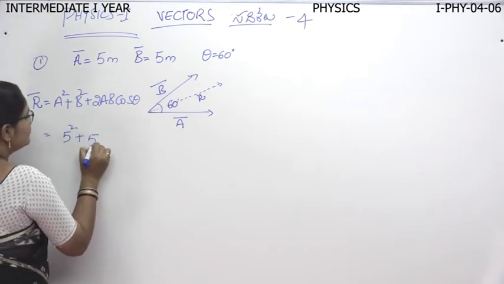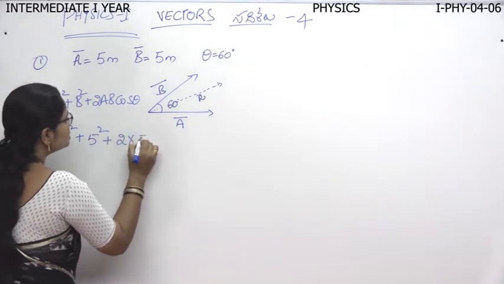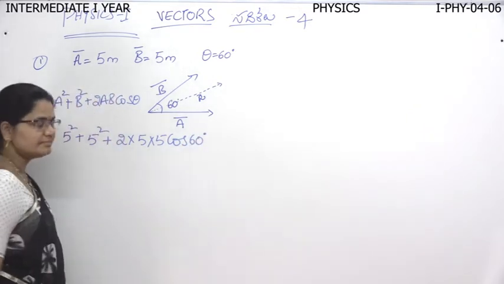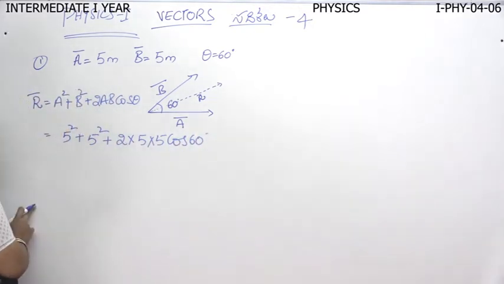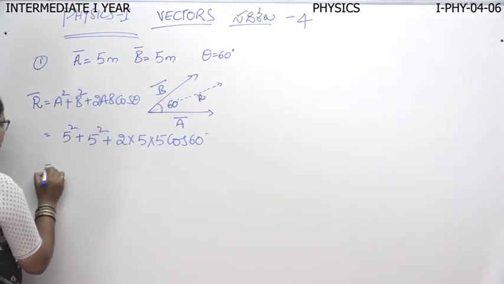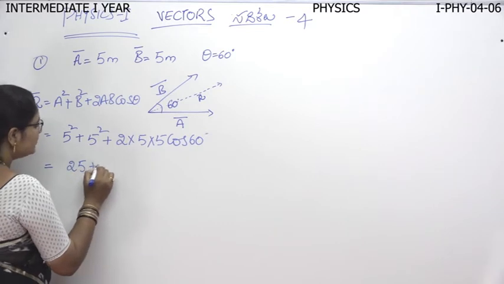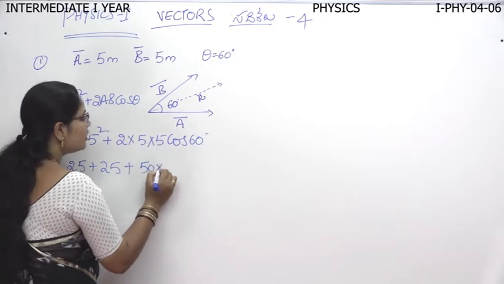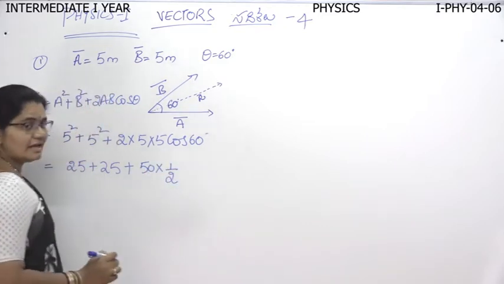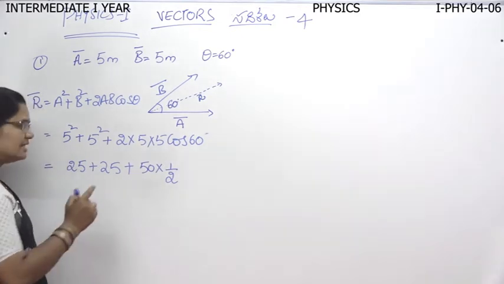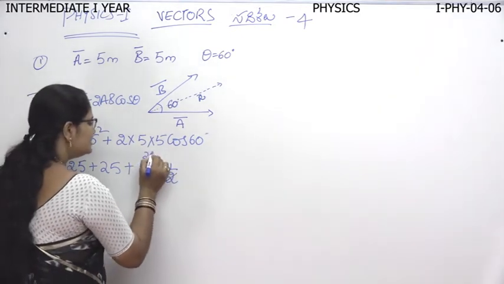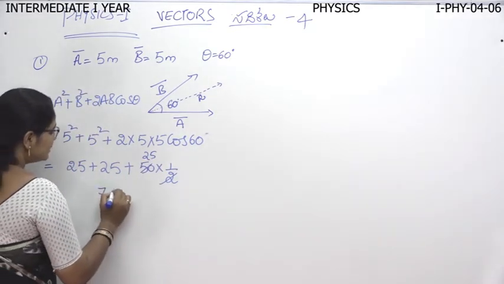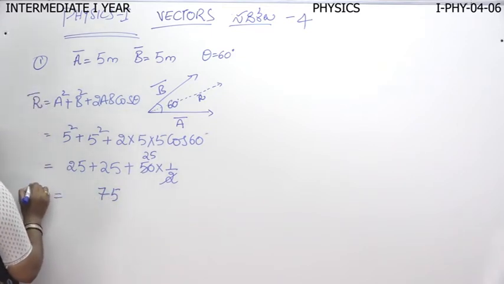5 square plus 5 square plus 2 into 5 into 5 cos 60. What is cos 60? That is 1 by 2. I hope you remember the value from your trigonometry. On solving, 25 plus 25 plus 50 into cos 60, which is 1 by 2. If you cancel, this is 25. So 25 plus 25 plus 25 is altogether 75. This is R square.